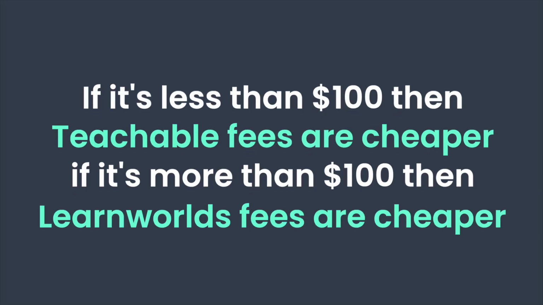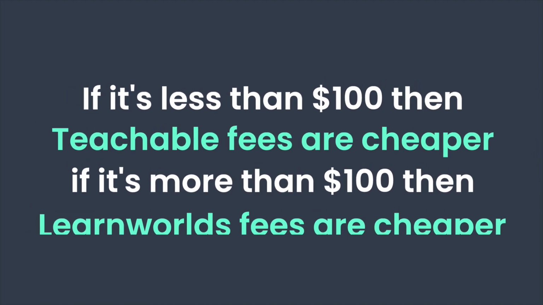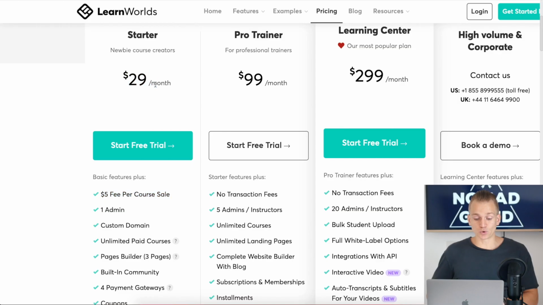So if it's less than $100, then Teachable becomes cheaper. If it's more than $100, then Learnworlds becomes cheaper. It is $29 to start out with, so the base fee is a little bit cheaper, and then it depends how many sales you do. So if you have some courses that are very cheap, then that $5 fee might be quite a bit.